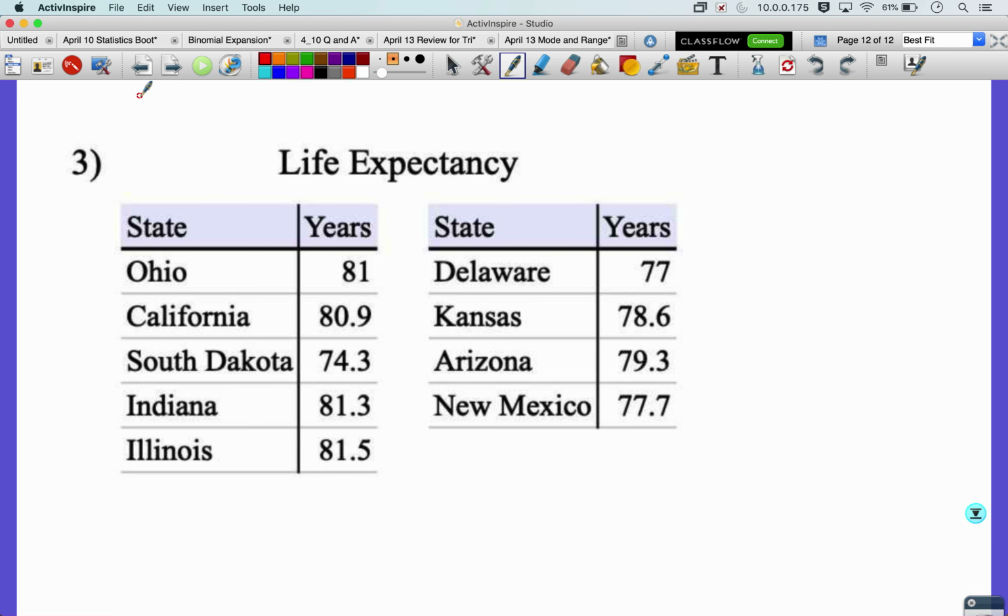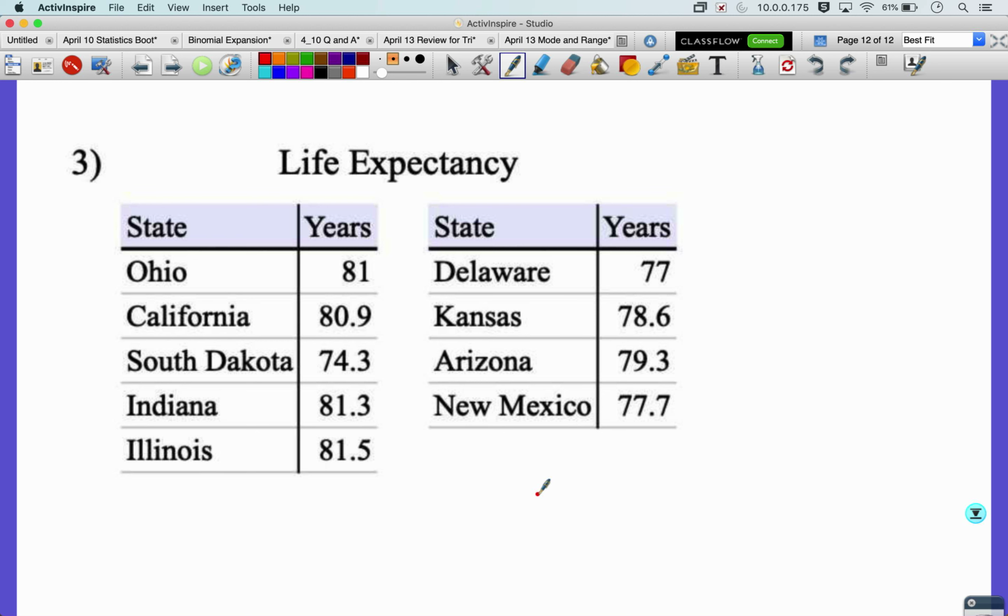All right, one more. Here we've got a life expectancy for a bunch of different states. I want to find the mean of this data. And the reason I might want to do this is maybe all of these states have something in common, and then I want to compare it to other states. So knowing the average might be really important. So let's just try this one.